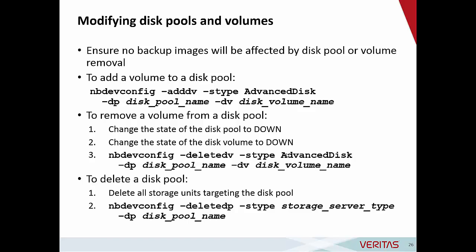Now NetBackup is going to require you, in addition to taking the disk pool down, to delete all storage units targeting the disk pool first, to avoid creating inconsistencies. So if you want to delete a pool, you may wind up having to go through and delete all the storage lifecycle policies that are using that pool first, and then delete the storage units, and then delete the disk pool itself. It's NetBackup's way of preventing anomalies from creeping into your configuration from deleted objects that leave a hole in your configuration.